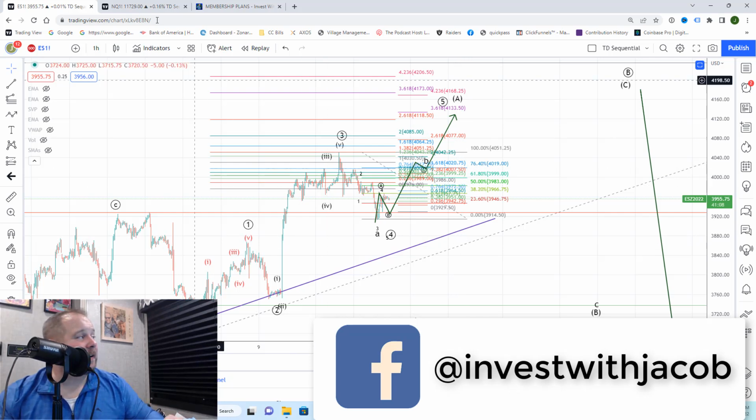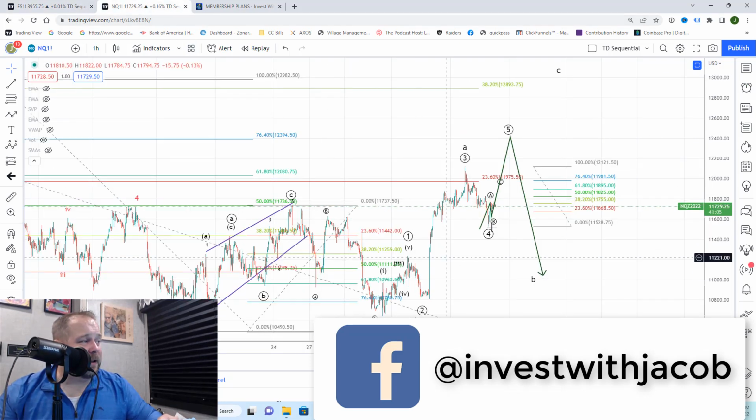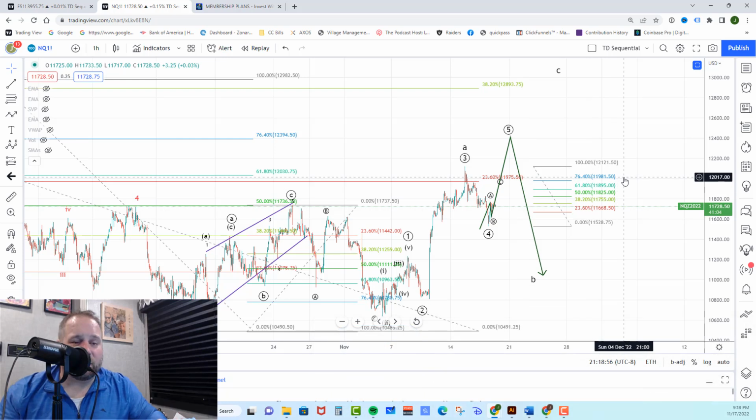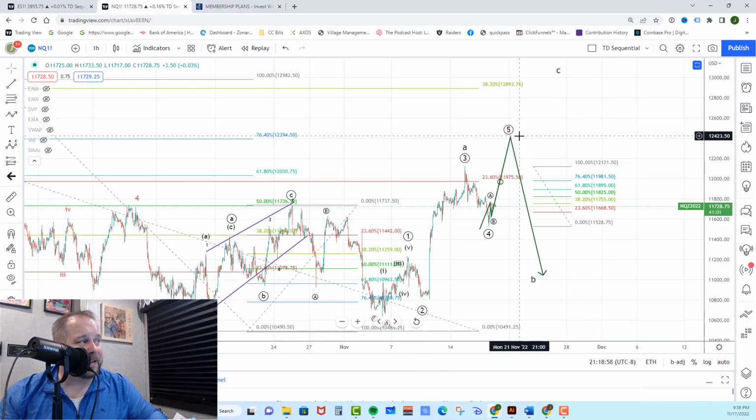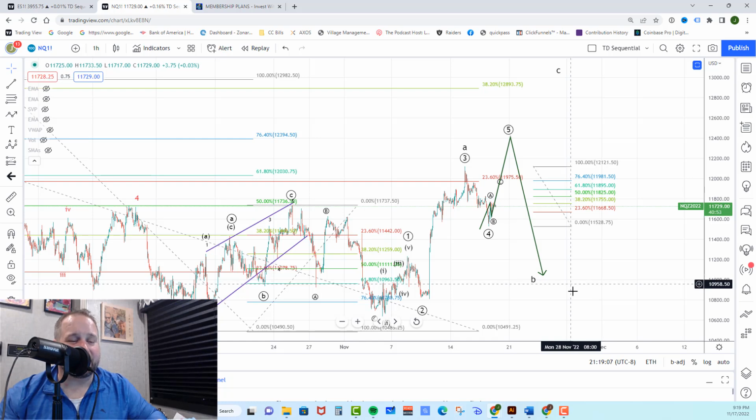Over on the NASDAQ, again, it comes down to the resistance at 11,981. If the bulls can push through that, then we should see that wave 5 up toward the 12,390 area. However, if they can hold there or below, we would see a more direct move down toward the 11,100 area to complete that move down.